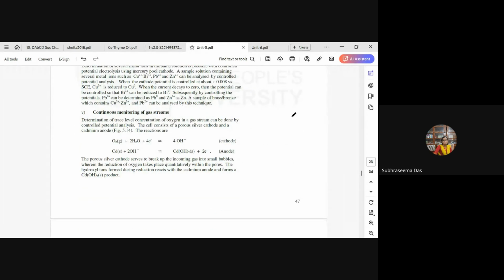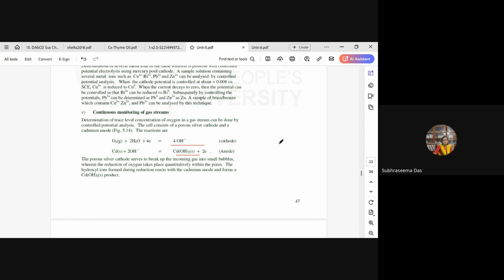Now coming to continuous monitoring of gas streams. So determination of trace level concentration of oxygen in a gas stream can be done by controlled potential analysis. The cell consists of a porous silver cathode and a cadmium anode. The reactions are O2 plus H2O giving rise to 4OH minus, and cadmium giving rise to cadmium hydroxide at the anode.